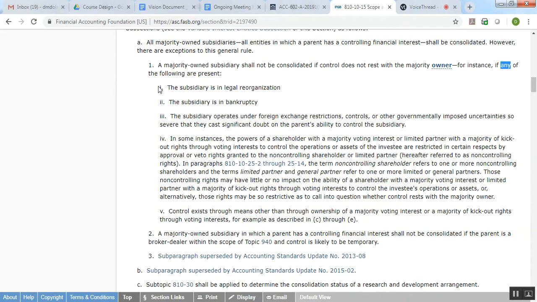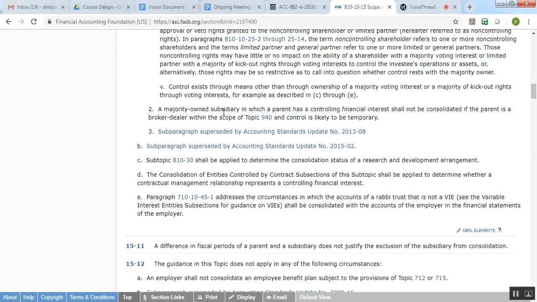So if the entity that you're looking at meets number 1, you can stop right there. You don't need to read the rest of it. If it doesn't, then you keep on going to see if any of these instances are applicable. A majority-owned subsidiary shall not be consolidated if control does not rest with the majority owner. So if any of these are present, then you don't need to consolidate it. A majority-owned subsidiary in which a parent has a controlling financial interest shall not be consolidated if the parent is a broker-dealer. So you have to go to this topic to find out the definition of a broker-dealer.